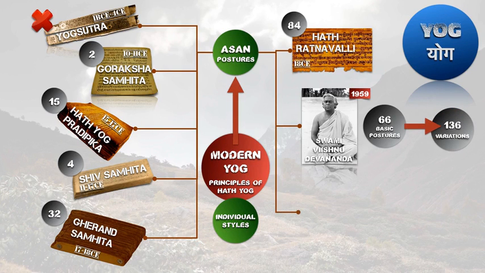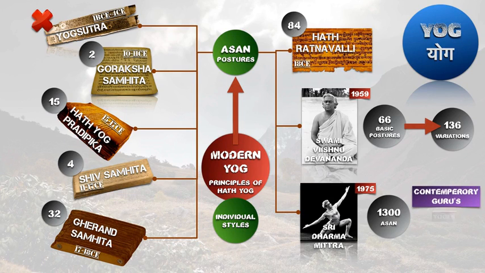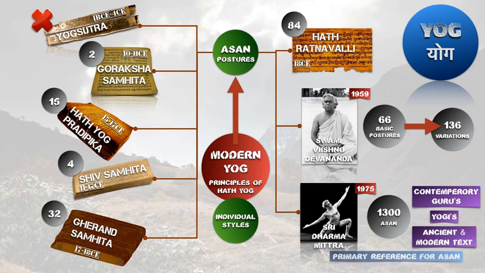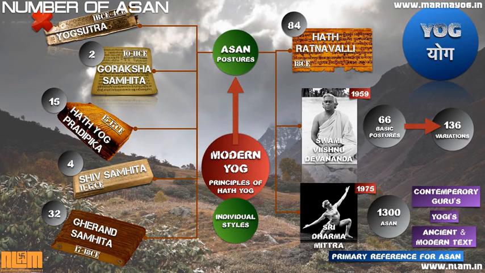Sri Dharma Mitra in 1975 compiled a list of 1300 variations of asanas derived from contemporary gurus, yogis, and ancient and modern texts. This work is considered one of the prime references for asanas in the field of yoga today. His work is often mentioned in contemporary references for Iyengar Yoga, Ashtanga Vinyasa Yoga, and Sivananda Yoga.